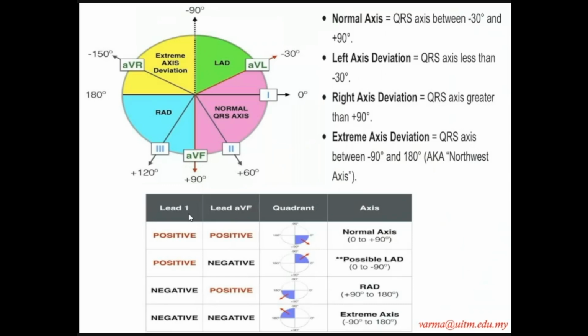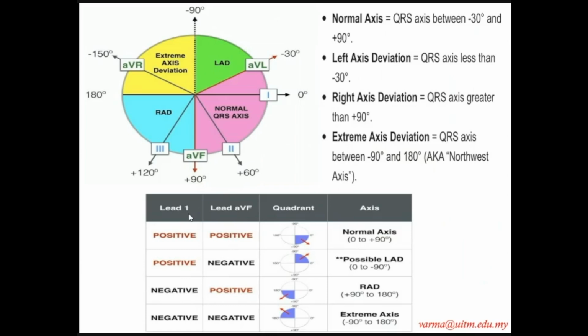Next, we have to know about your normal axis, left axis deviation and right axis deviation. Honestly speaking, if you want to teach ECG to someone, you have to do it physically. You have to get a few ECGs to show them, and do example training. Talking like this is a bit confusing. You just have to memorize it for now for MCQ purposes. I'm sure you all can do your own practice at the ward.